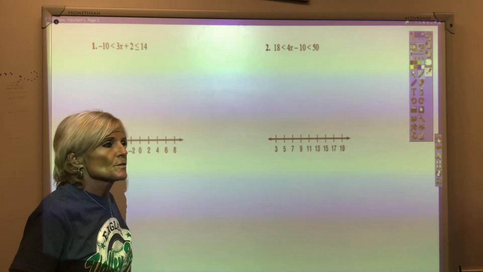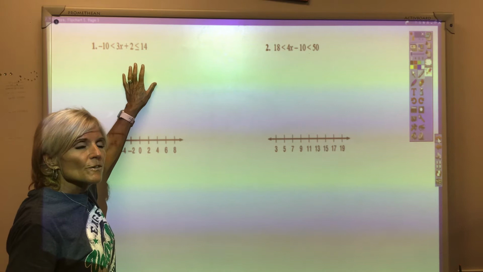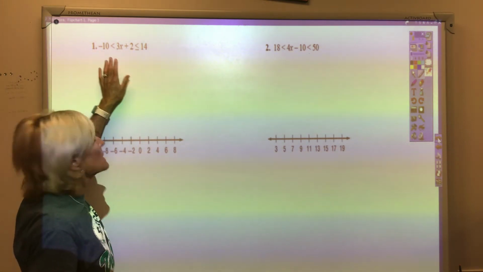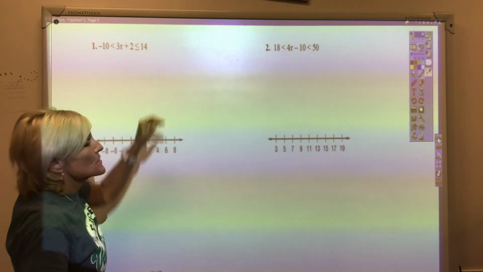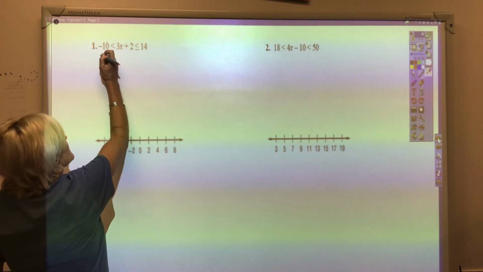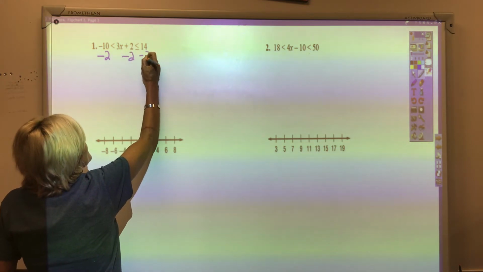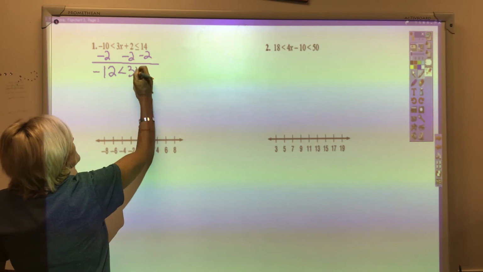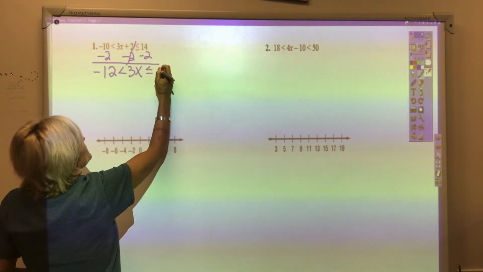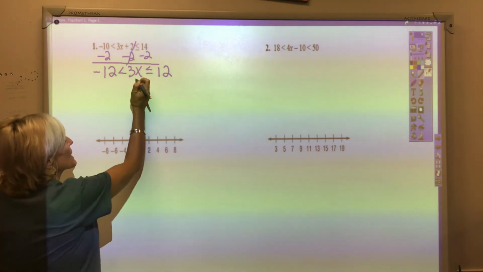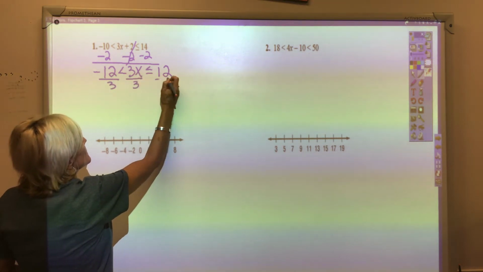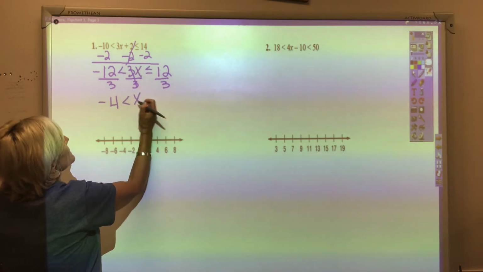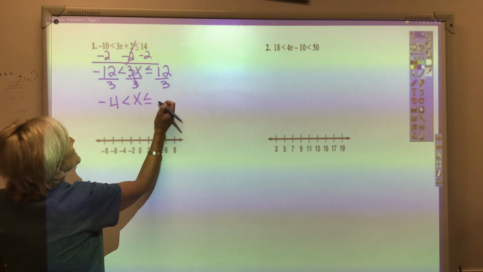On the first one, we're going to solve for x, and I'm going to do it a little bit different than the example. Rather than rewriting it twice, I'm just going to make sure I do the same thing to all three parts. If I'm going to solve for x, the first thing I'm going to do is subtract 2 from every part. Minus 2, minus 2, minus 2. So I will have that negative 12 is less than 3x, these 2's will cancel, which is less than or equal to 12. I'm going to then divide everything by 3. Threes will cancel. I'll have negative 4 is less than, excuse me, less than or equal to x, less than or equal to 4.